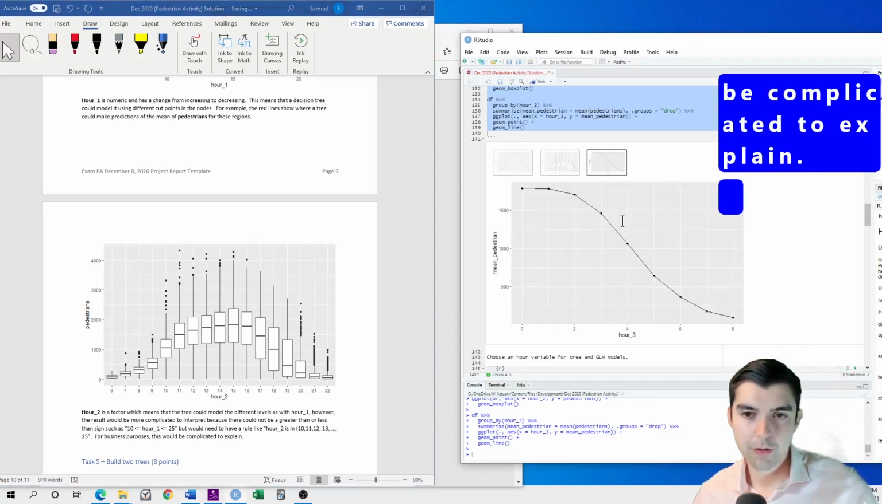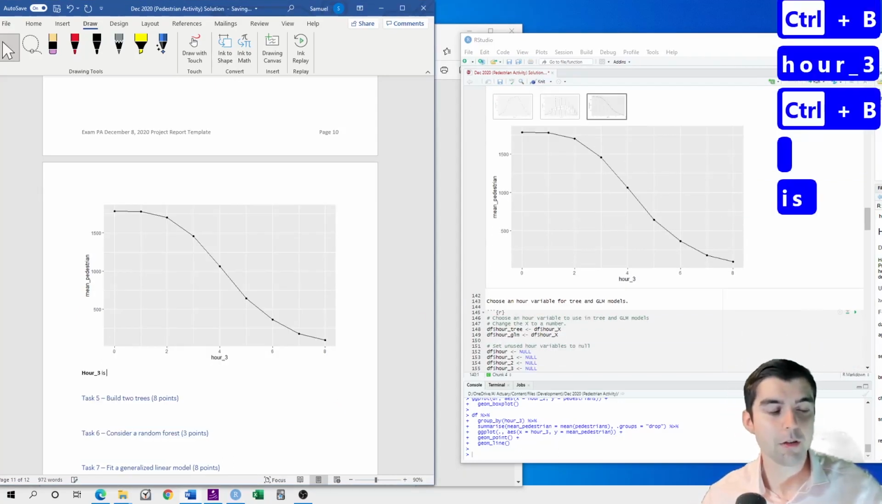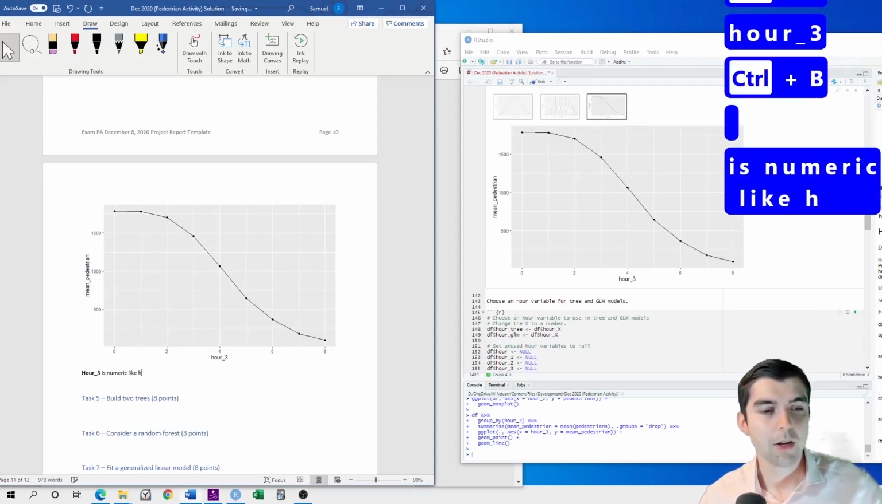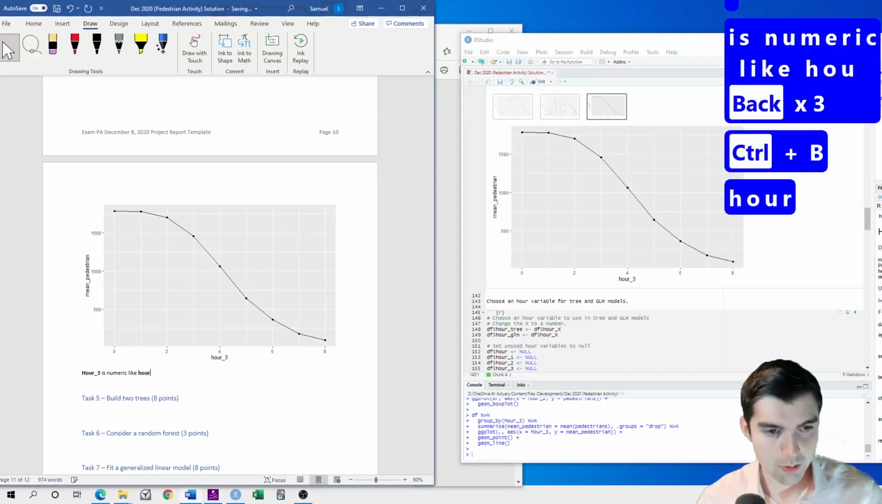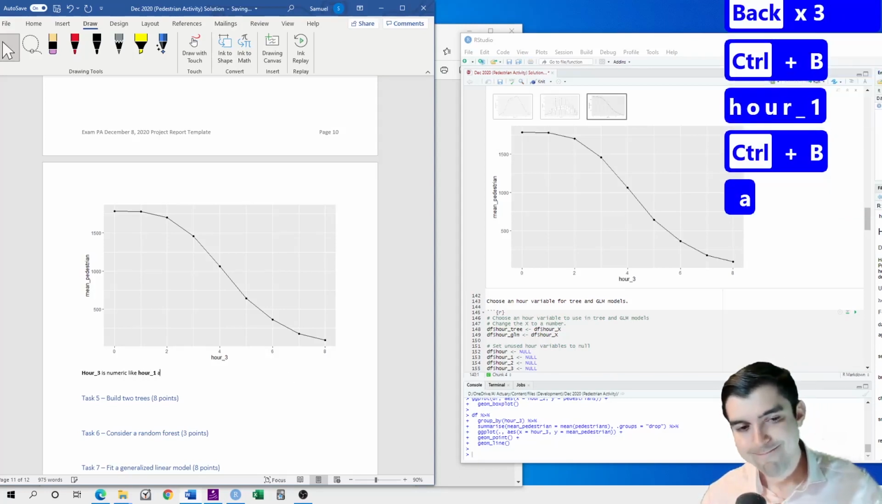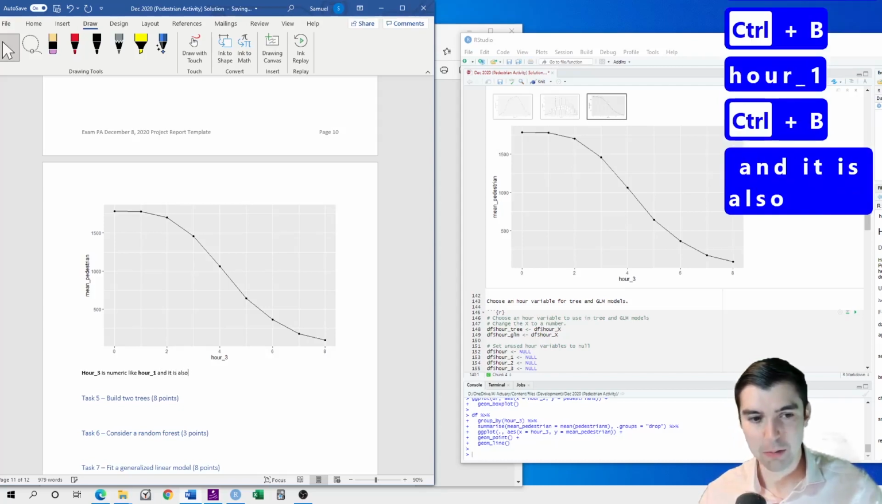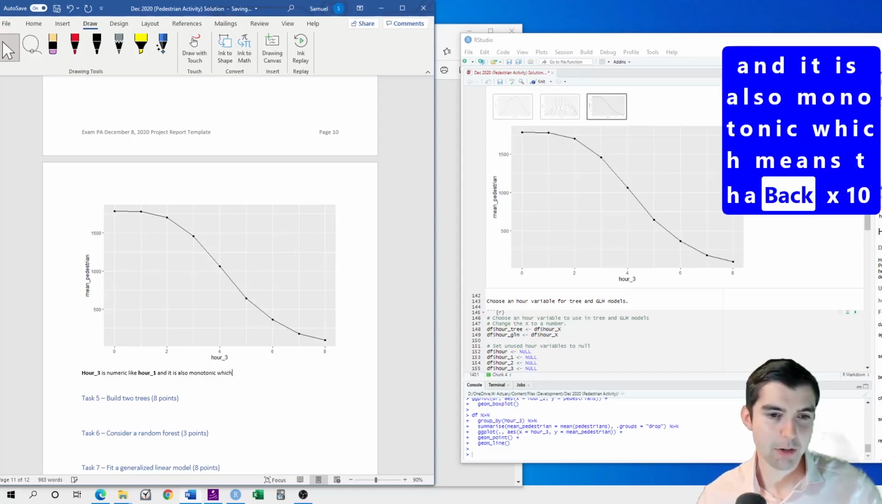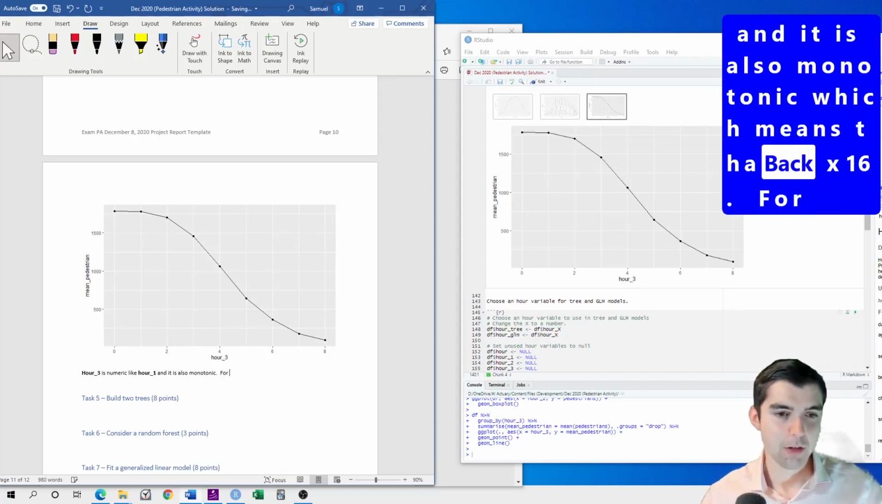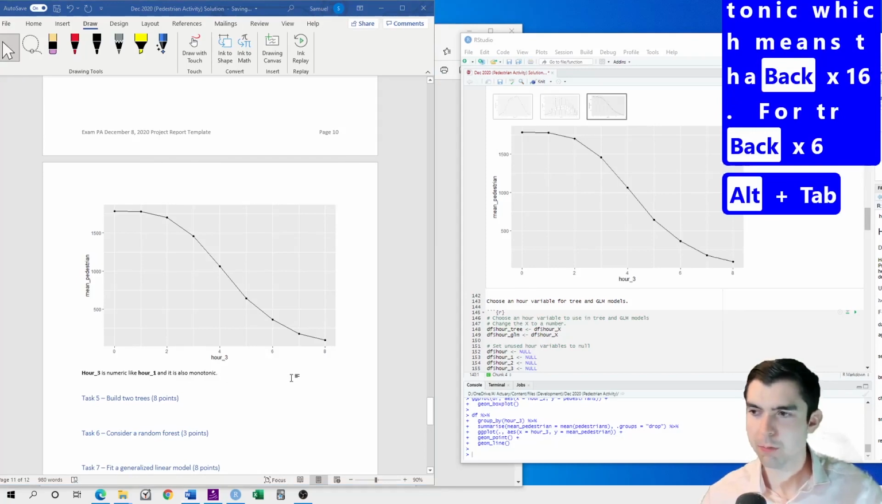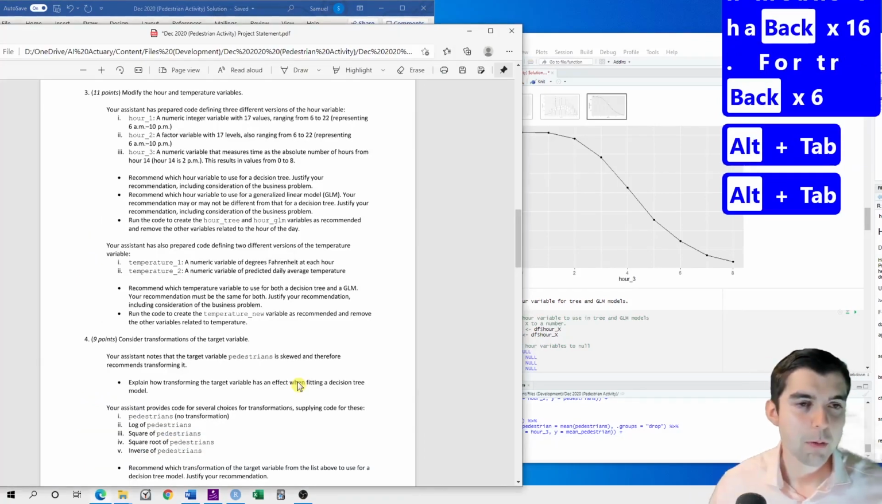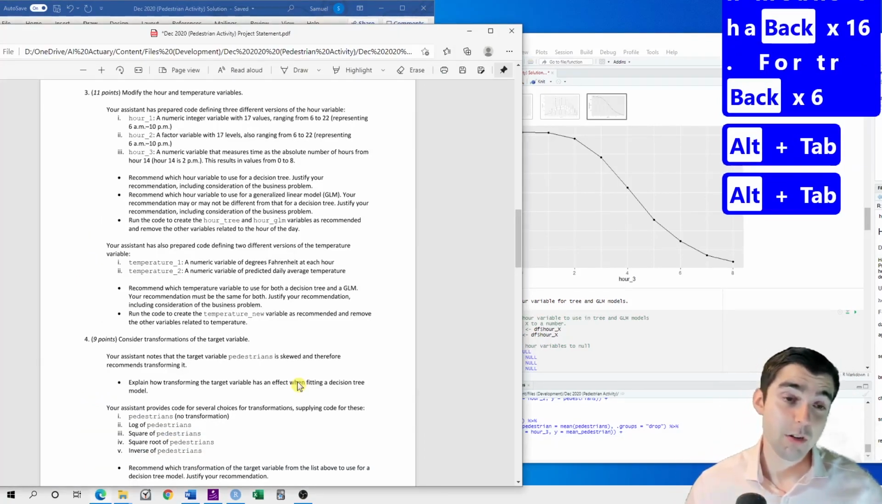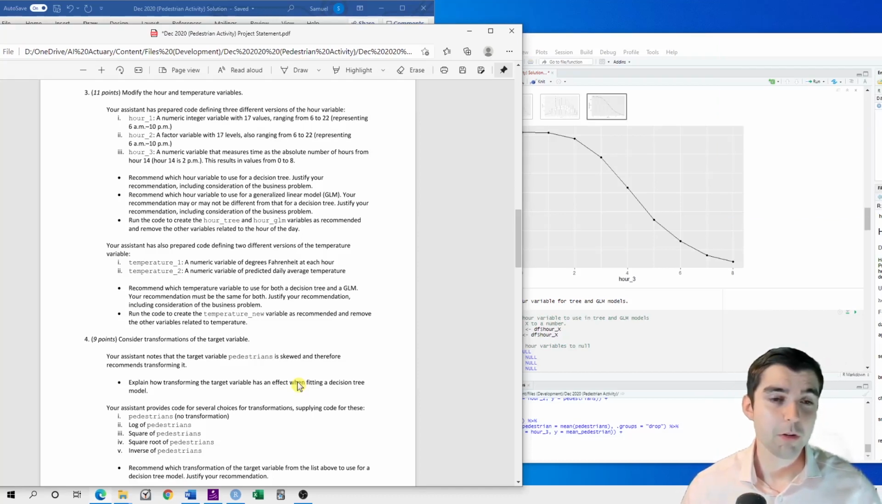And then finally, hour 3 is numeric, like hour 1, and it is also monotonic, which means, you know what monotonic means for trees. So what else was this project asking? Recommend which hour variable to use for a decision tree. Okay, recommend which hour variable to use for a GLM. Your recommendation may or may not be different from that of a decision tree.